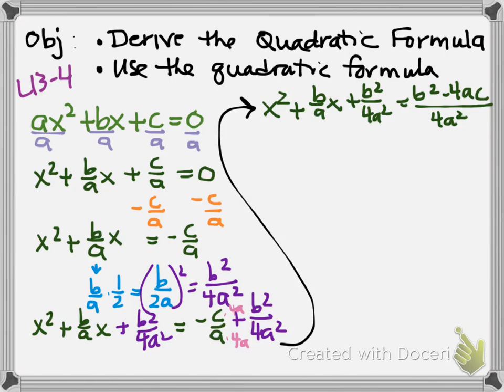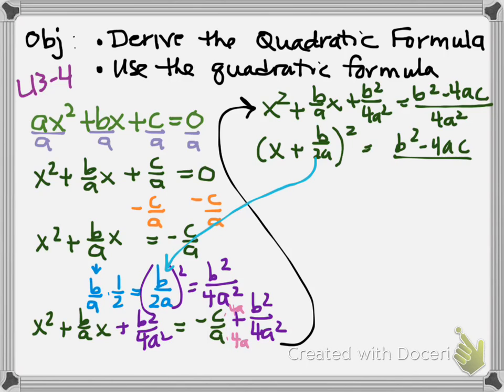So on the left side, I get the square root of x squared is x, then there's a plus. Square root of b squared over 4a squared is b over 2a, which again is exactly what we had when we cut our original linear coefficient in half. So this quantity is being squared, and then we have b squared minus 4ac all over 4a squared. Now that I've isolated the squared term, I'm ready to take the square root of both sides.